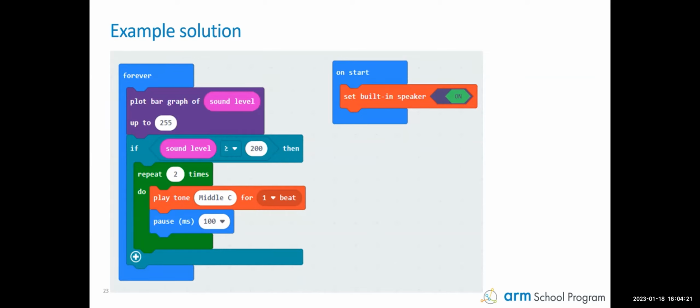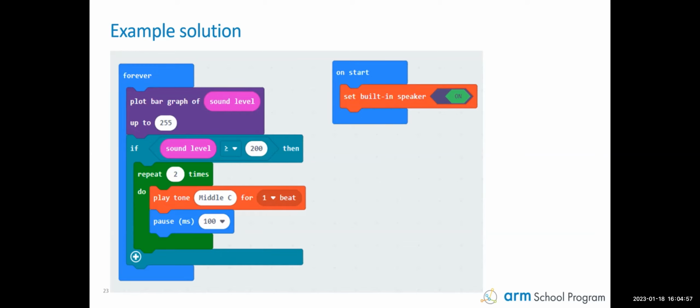Inside that blue forever block, the first sub block is this plot bar graph of sound level. Sound level, you can see there, is that sort of purpley pink. And that is a built-in block which takes the input from the microphone and plots it, and you can see that up to 255. So there are 255 points of measurement, and you can set it to be within a particular band of that, but if you put 255, it measures the full range of sounds available on the micro bit.